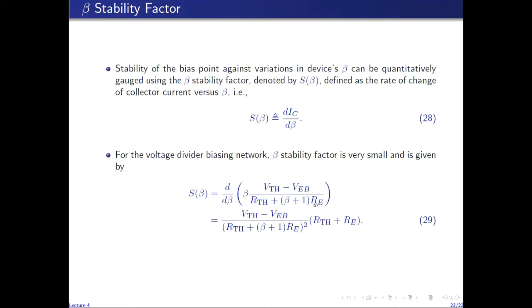Differentiating this expression with respect to beta gives us this result, in which the denominator, because of the square, is a relatively larger term, which results in a smaller value for the beta stability factor. This is indicative of the fact that voltage divider biasing networks have better stability of the bias point against beta variation.